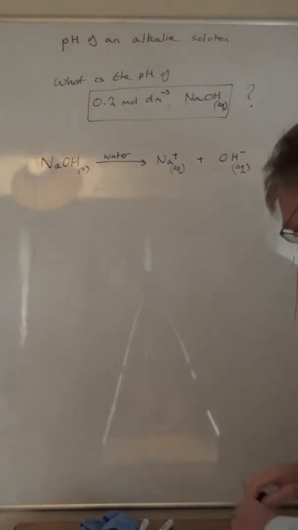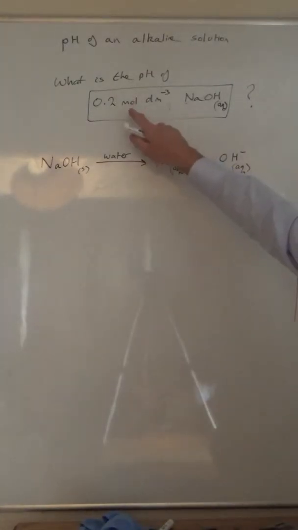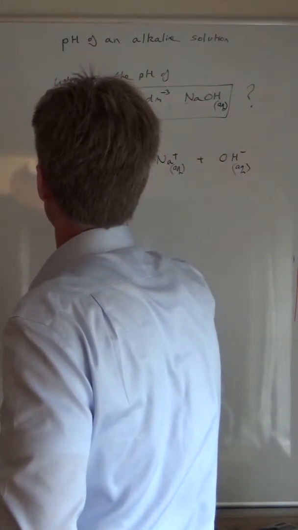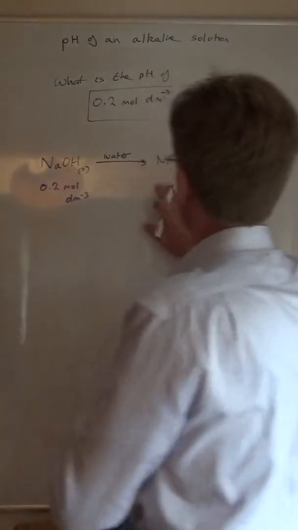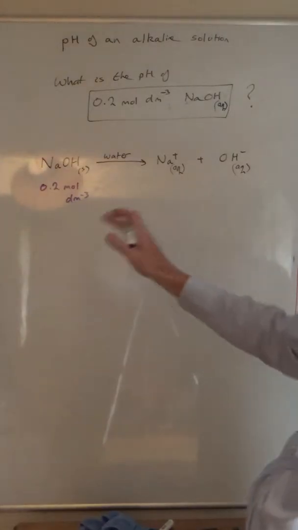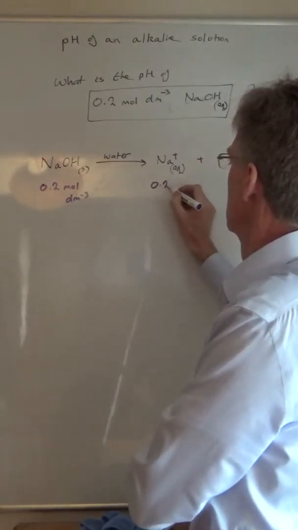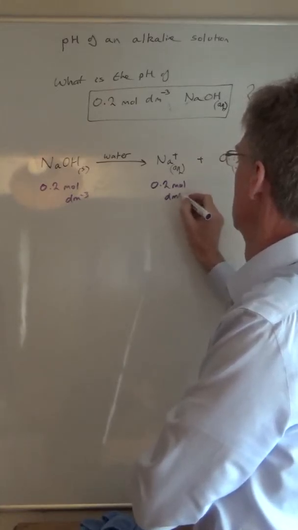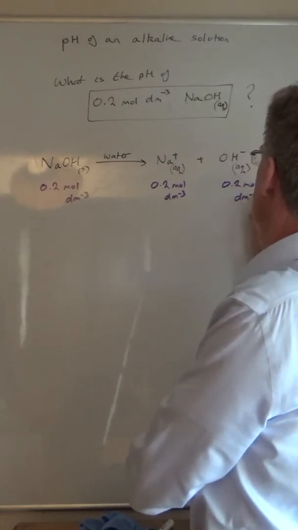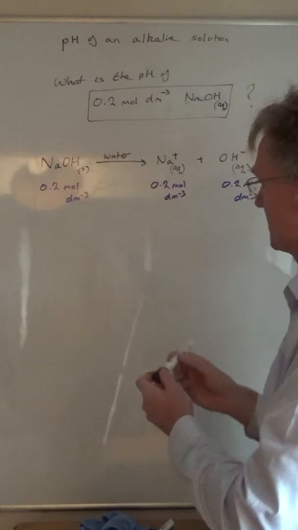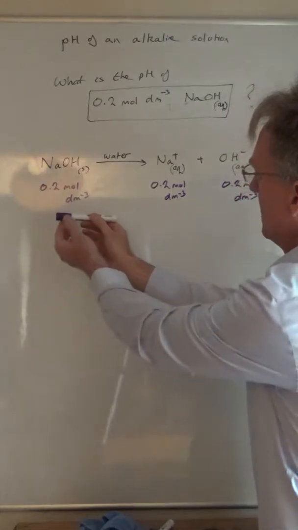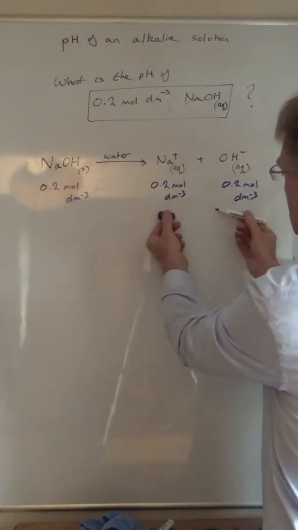So if it says 0.2 moles per decimeter cubed of this, then for every one of those that we've put in as solid, we're going to get one of these. We're assuming it's a strong alkali in the sense that it will fully dissociate. So 0.2 moles per decimeter cubed of this one, and 0.2 moles per decimeter cubed of this one. So if this is the sodium hydroxide, 0.2 moles of that in every decimeter cubed dissociates to give 0.2 moles of that and 0.2 moles of that.